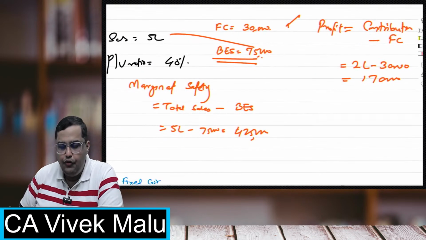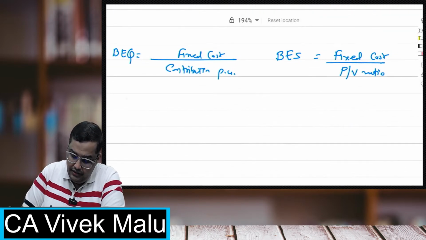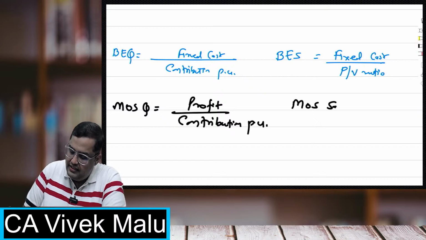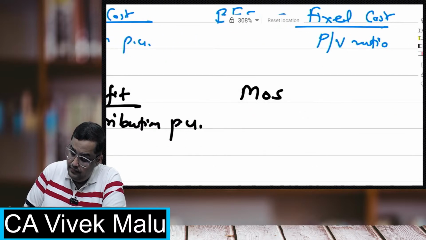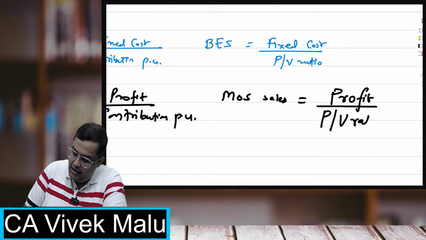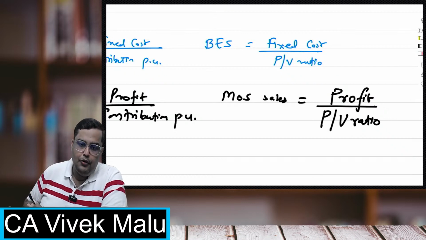Sir, is there any other alternative to get this? Yes. The alternative to get this is the second formula for margin of safety. Margin of safety quantity is equal to profit upon contribution per unit. Margin of safety sales is equal to profit upon PV ratio. So margin of safety sales will be profit upon PV ratio.